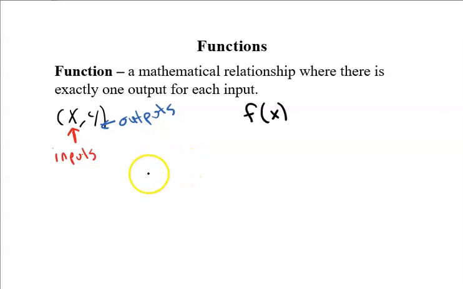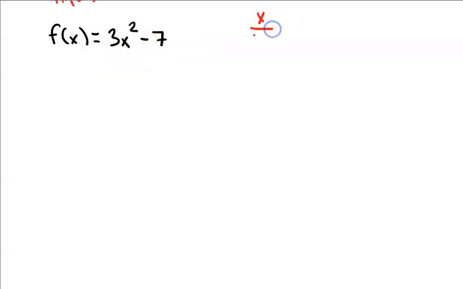So, say I have this equation, this function, f of x equals 3x squared minus 7. So, a couple of vocabulary terms I want to talk about. The x value, in terms of x, we call that the input values.